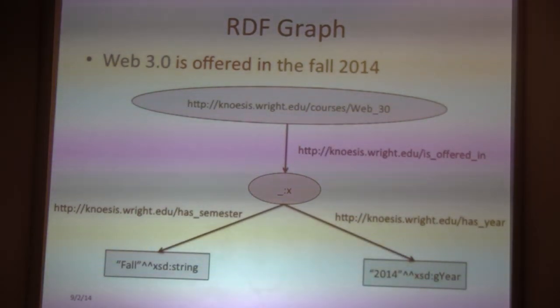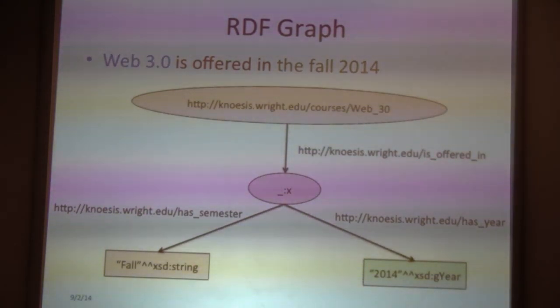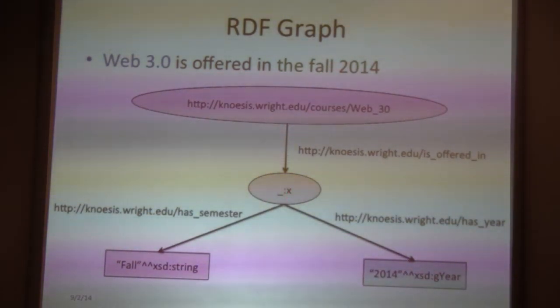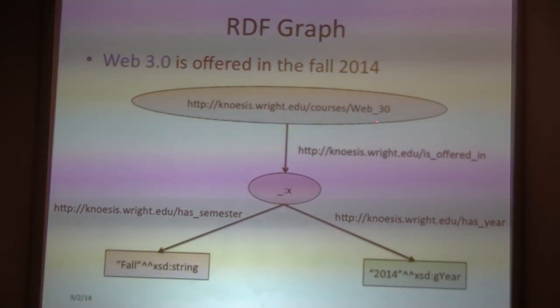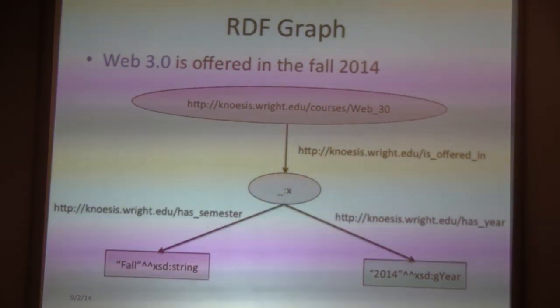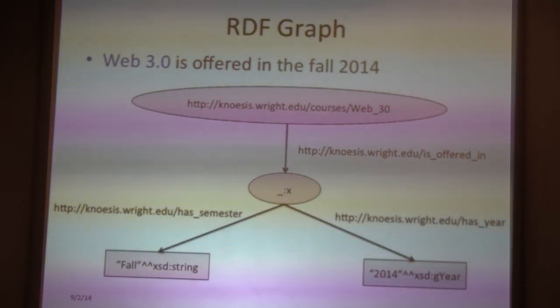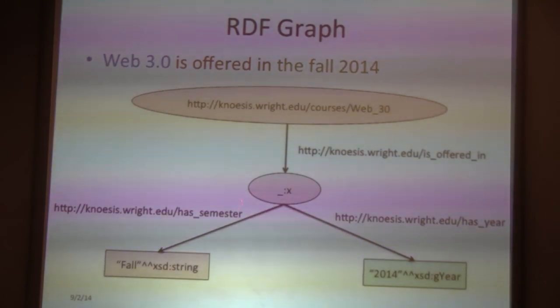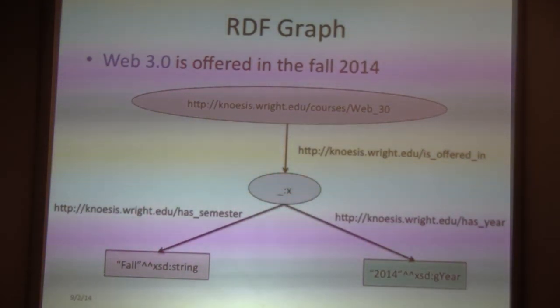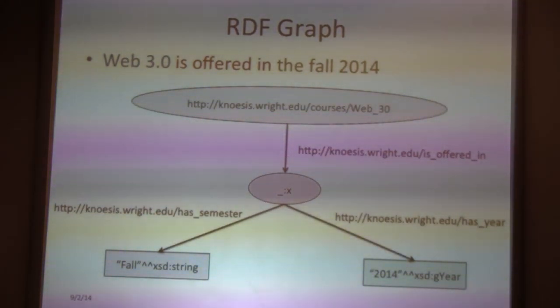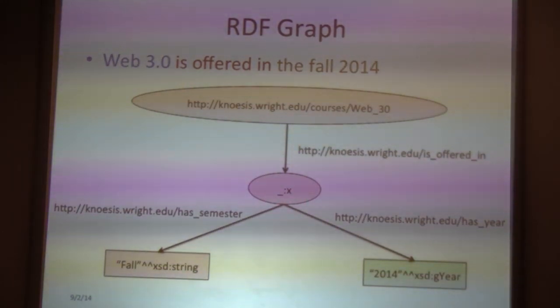So what do you call that one? Is it a predicate? Which one? The first one is subject, right? Yes, and the last two are objects. Here we have three triples. In the first triple, the web trio is the subject, offering is the predicate, and this blank node is the object. Because we create two more additional triples, in these two triples the blank node becomes the subject. It's valid because, by the rule, the subject can be either a URI or a blank node.